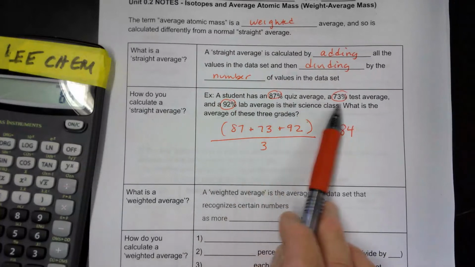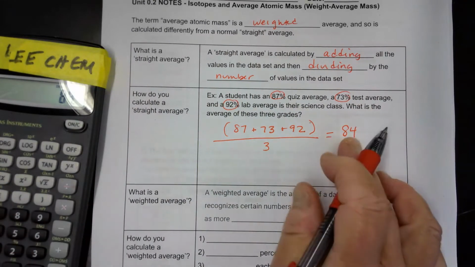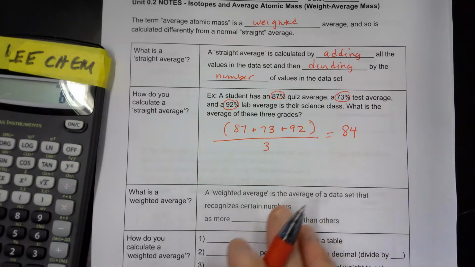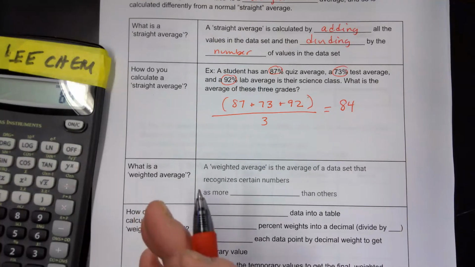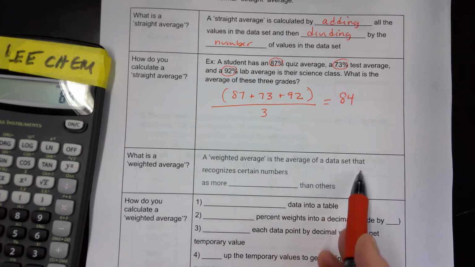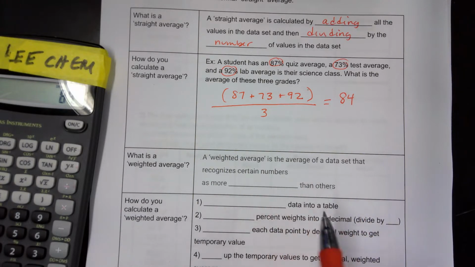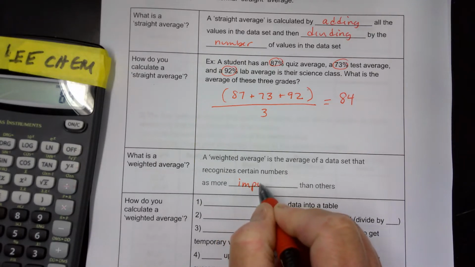What this means is that all three of these numbers have equal importance to the overall average. But sometimes we don't want each of those numbers to have equal importance reflected in the final average, and that is what a weighted average is. It's an average of a data set that recognizes that certain numbers are more significant or more important than others.